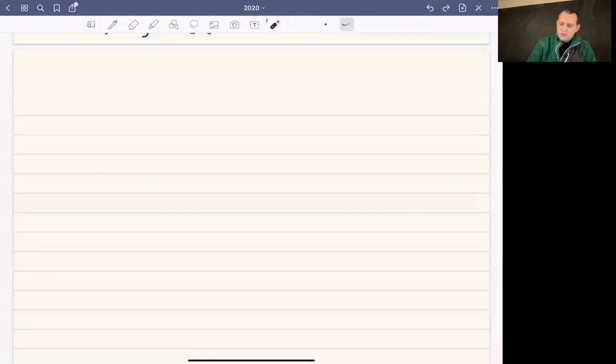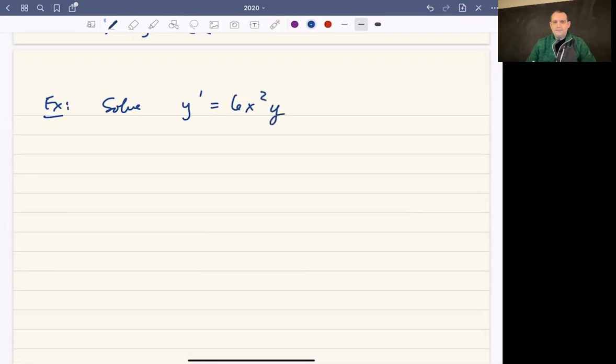So I want to do another example. Let's solve the separable equation y prime is equal to 6x squared y. So I want to solve y prime is 6x squared y. Here I want to find all the functions whose derivative is equal to themselves times 6x squared. This would be basically the same strategy as before.